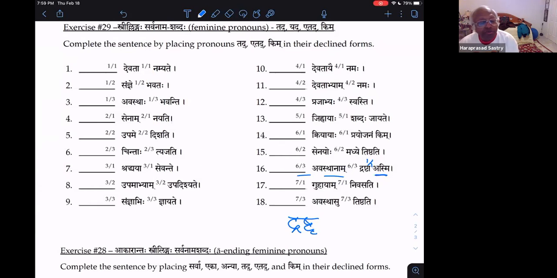Yes, it's a simple question. What is the difference between bhavati and asti? Is there any difference? When do we use bhavati and when do we use asti?